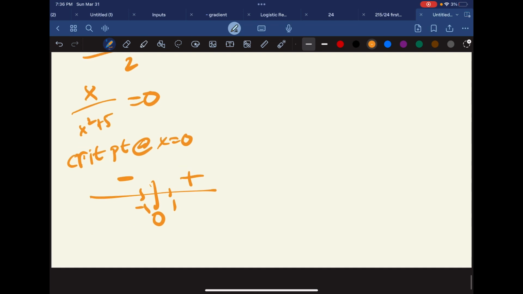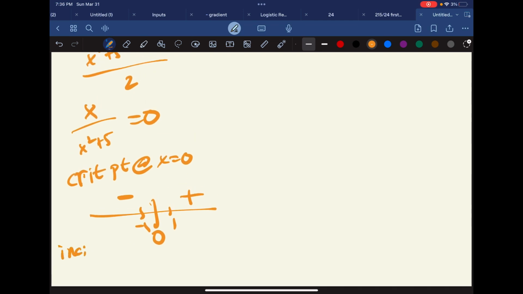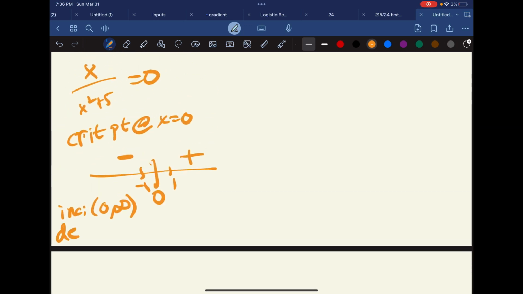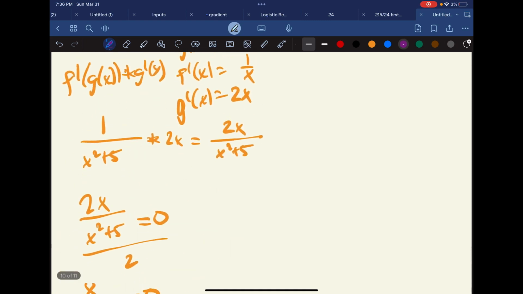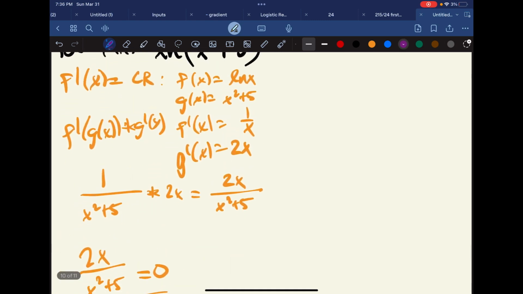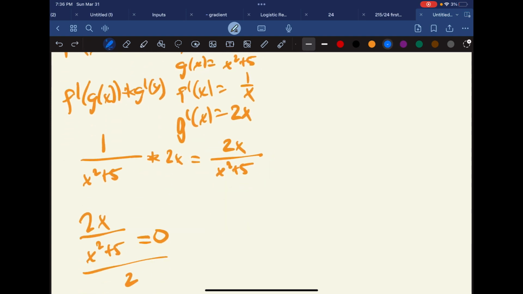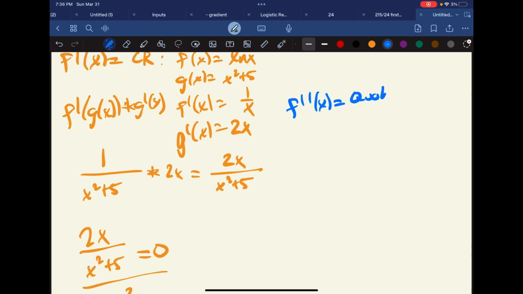Since we're talking about our first derivative, that means we're increasing on the interval 0 to infinity, because that's where our first derivative is positive. We're decreasing from -infinity up to 0, because that's where our first derivative is negative. And so that means we have a local min at x equals 0, and we do not have a local max. Now for our second derivative test, we are going to take the derivative of this. So f double prime of x equals, and this is going to be a quotient rule.